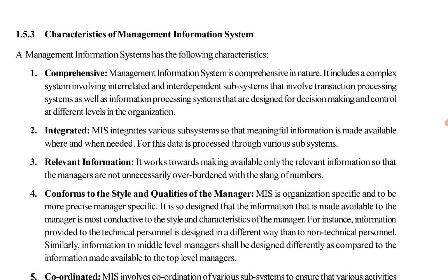It has all the information related to all the transactions and the information processing of various departments, complex system involvement, complex system procedures, problem solutions, and interrelated and independent subsystems. Means again, the main system is subdivided into small independent systems and involves transaction processing systems like that. Second one is integrated.